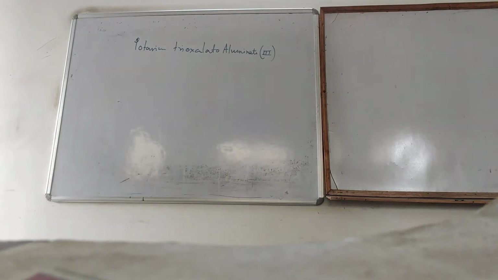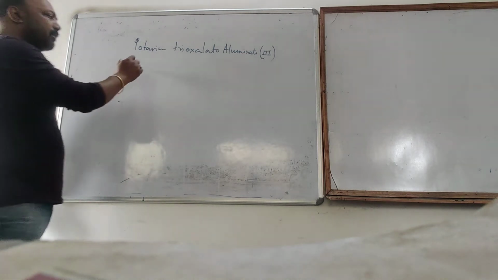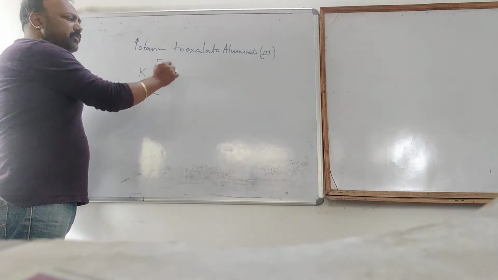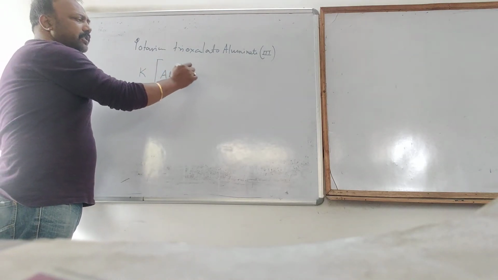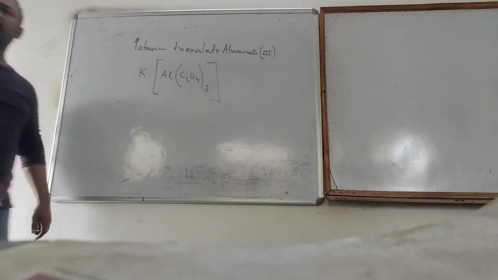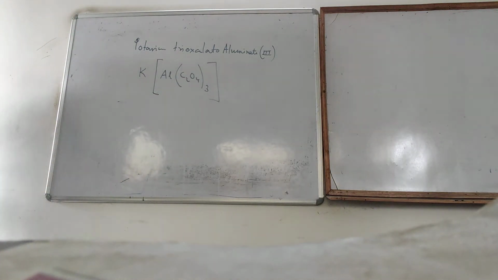So what is the counter ion? What is the complex ion? Potassium is the counter ion, right? So potassium will be outside the bracket and inside the bracket will be aluminate, meaning aluminium, and trioxalato, meaning C2O4, all 3. Okay. Again the same thing.